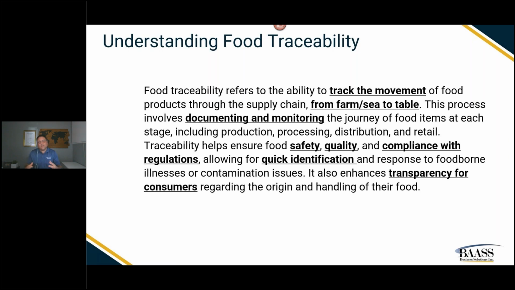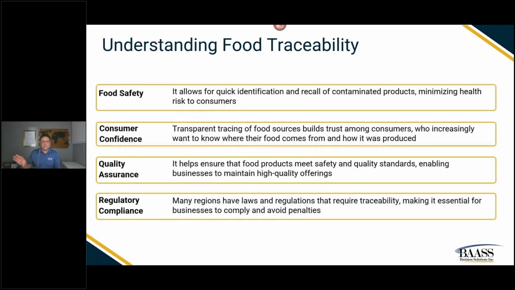Right. So when we think about food traceability, if we dissect this definition, what are the different aspects of it? Number one, food safety. It allows for quick identification and recall of contaminated products, minimizing health risk to consumers. An example could be salmonella, perhaps, in the case of chicken. So we want to be able to respond quickly to any food safety concerns.